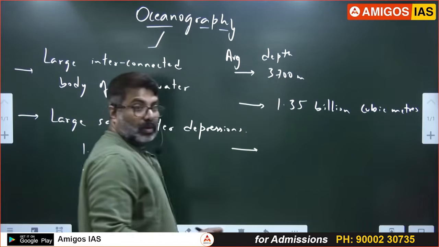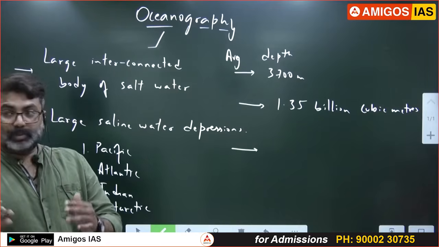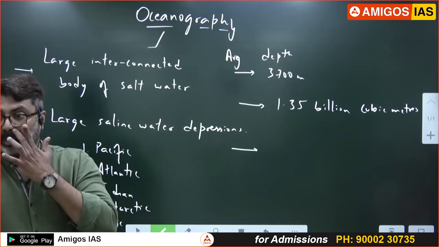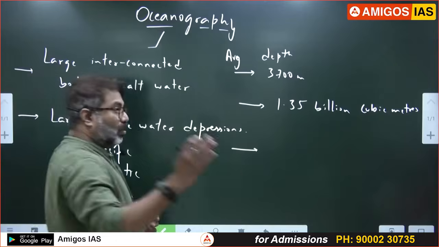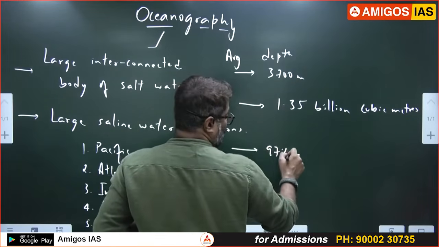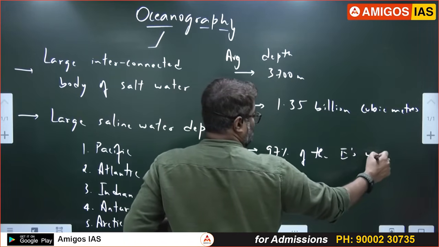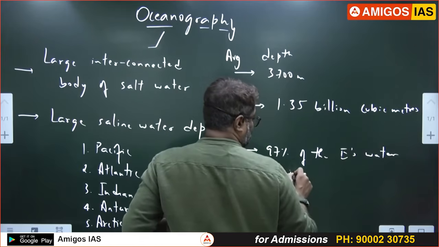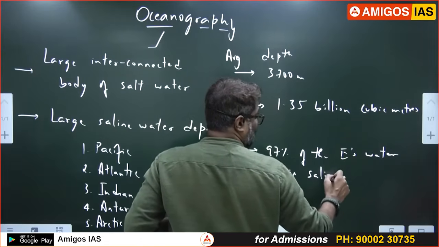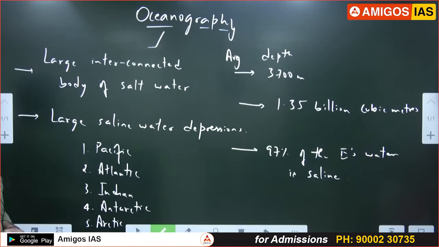We all know, if you take the entire water as 100%, 97% of the water is saline, 3% is fresh. Majority of the world's water is in the ocean. So 97% of the Earth's water is saline, found in oceans and seas.